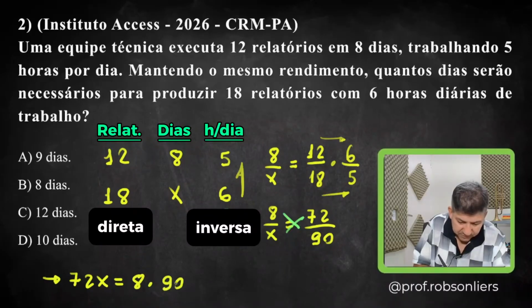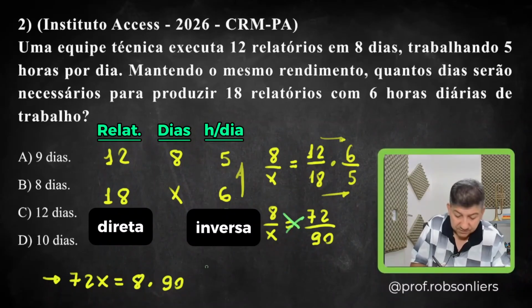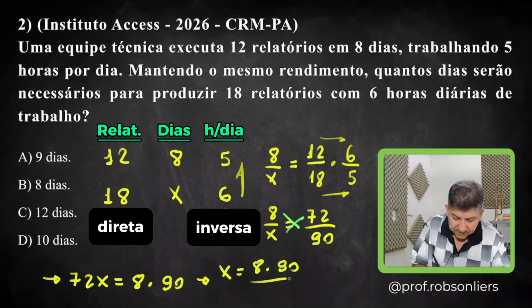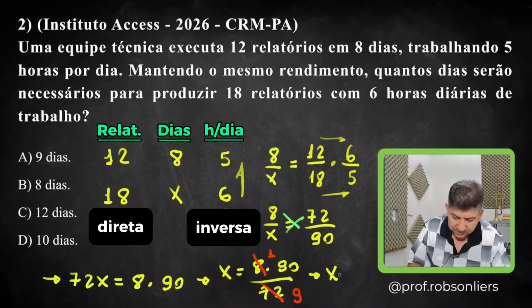Look, 8 times 90. Now, 72 is multiplying x, so I'll move it to the bottom as a divisor. X will be equal to 8 times 90 divided by 72. Now, why didn't I multiply 8 times 90? Because 8 and 72 can be simplified by 8. Dividing 8 by 8 here, look, that gives 1. I'll put it here, look, 1. And 72 divided by 8 is 9. So great, continuing, look. X will be equal to 90 times 1. That's 90. 90 divided by 9 is equal to 10.